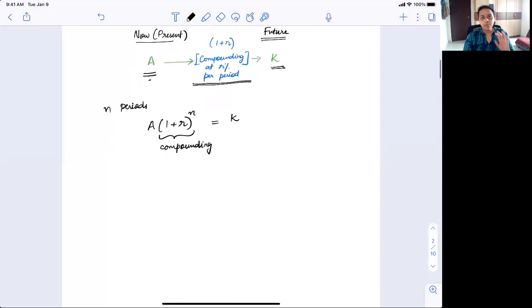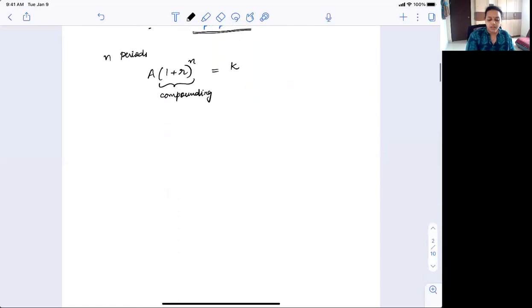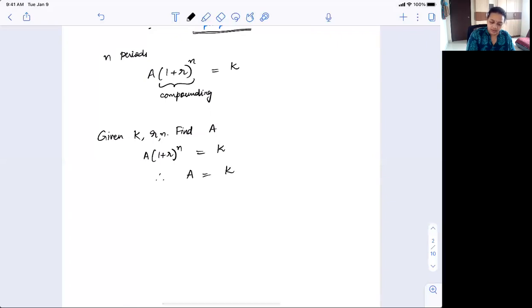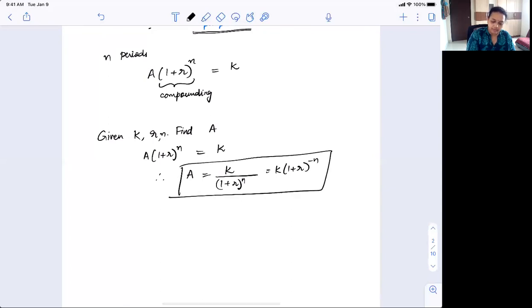Now, if we want to move back from the future value to the present value, so suppose we are given k and r, then find a. Then you know that a times (1 plus r) power n gives us k. Okay? Therefore, we can find a by saying that a is just k divided by (1 plus r) power n, or k times (1 plus r) power minus n gives me a.